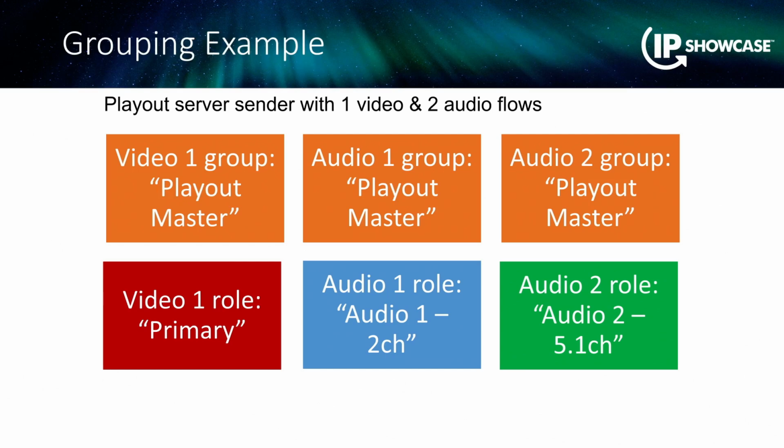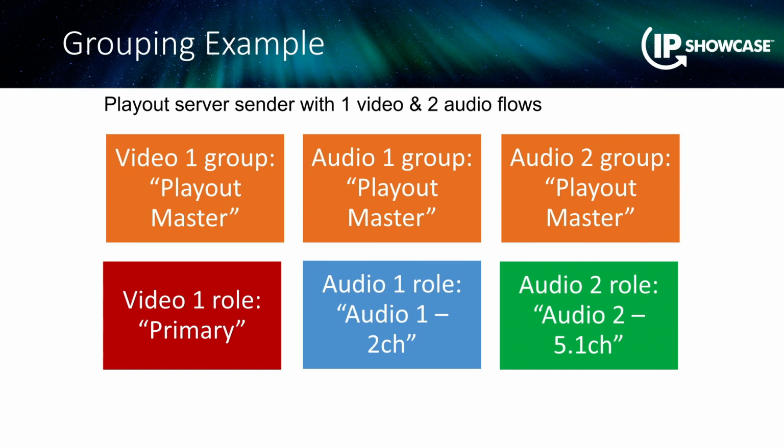So, an example here, this thing we're calling playout master. You can name it whatever you like. Playout master happens to have this video, audio 1 and audio 2 group in it. And you can also set roles. So you can say, I have a role of primary, my audio 1 is 2 channel, my audio 2 is a 5.1 channel. It's a little easier for when the human's looking at the control panel to see what am I actually switching, what am I clicking on here.